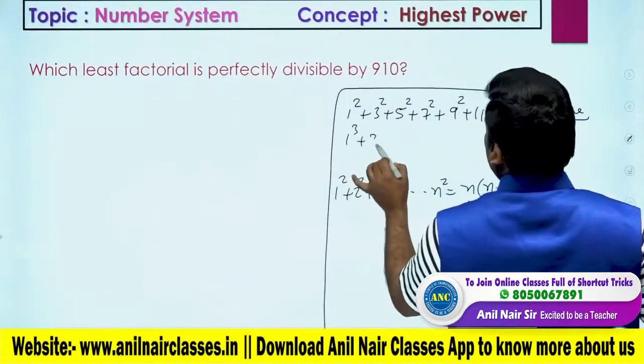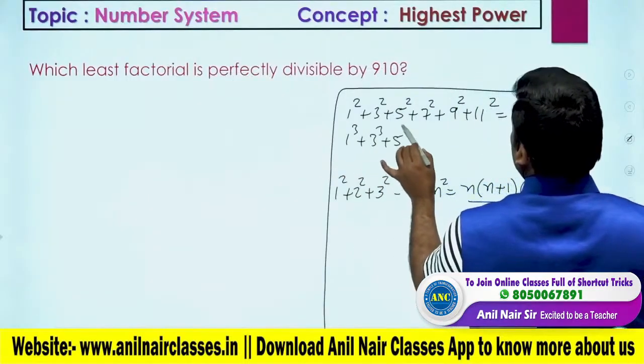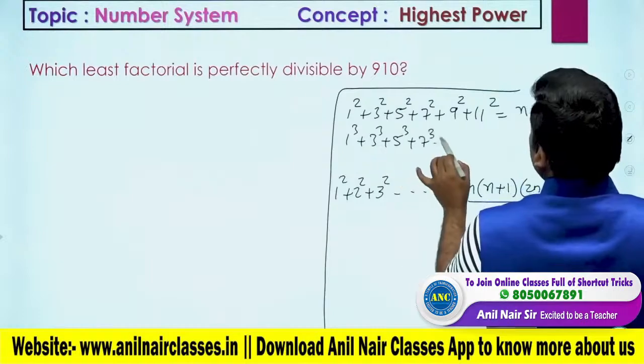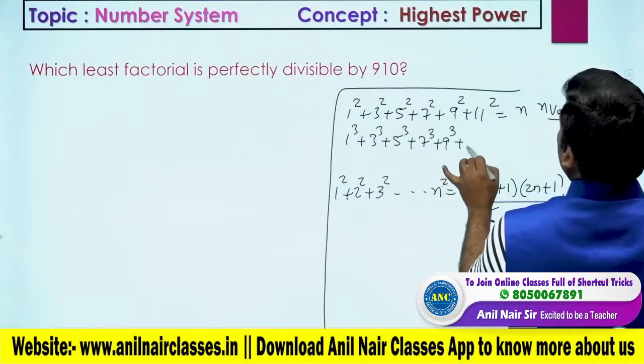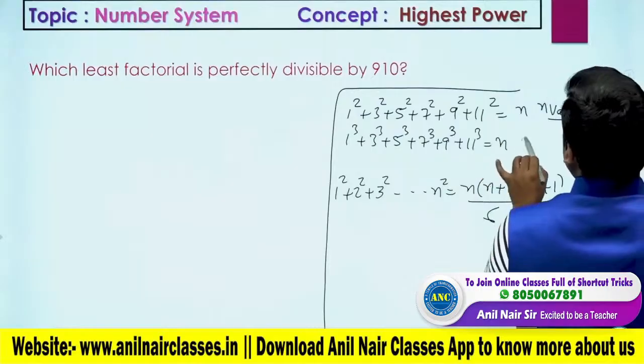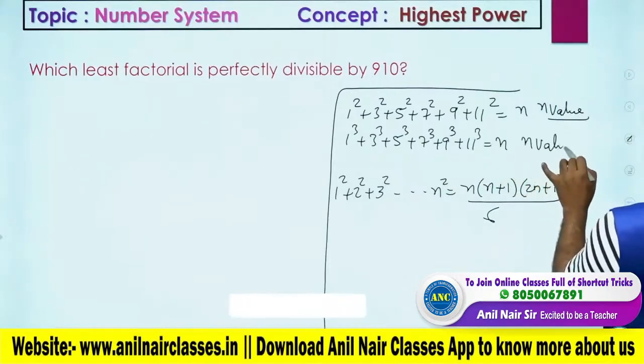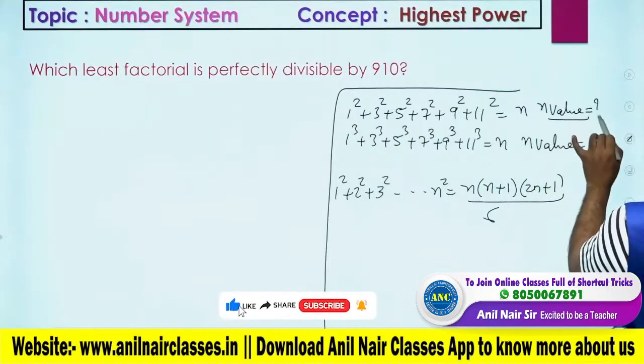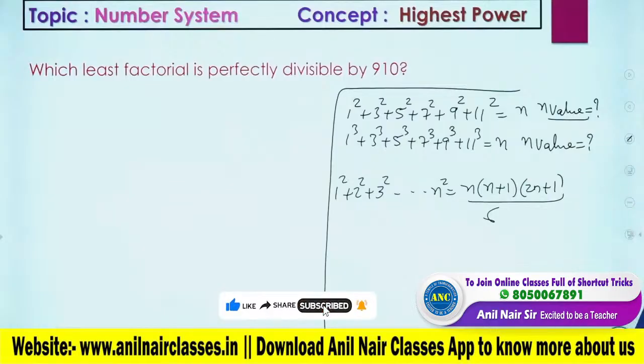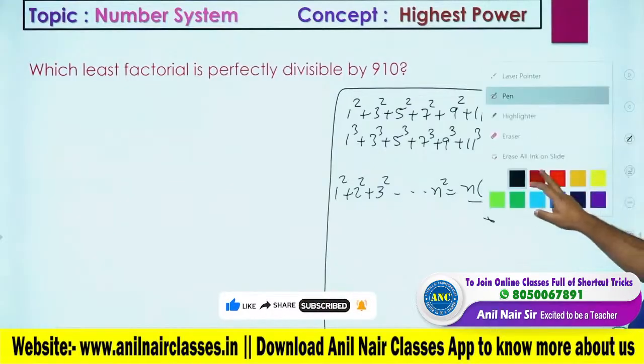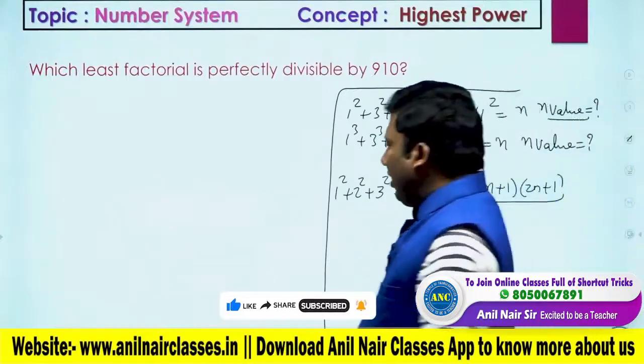1 cube plus 3 cube plus 5 cube plus 7 cube plus 9 cube plus 11 cube. How to find out the value of n if answer options are present? If answer options are present, how to find out? Now the best way to solve this problem is, listen carefully.